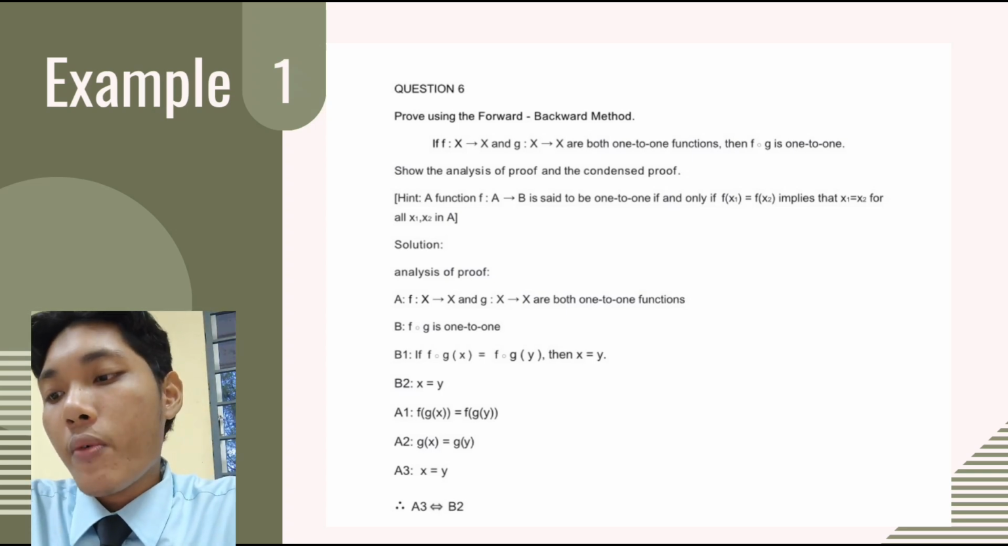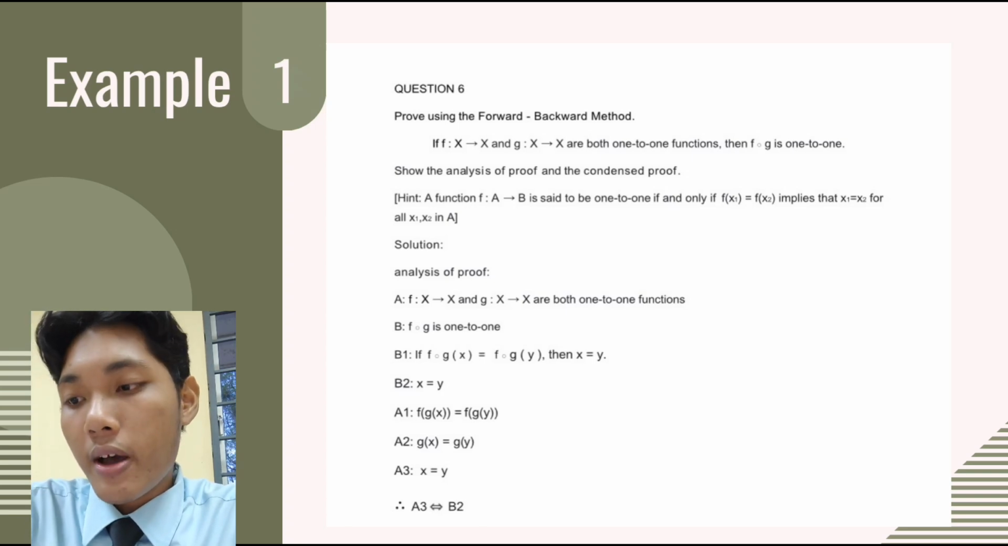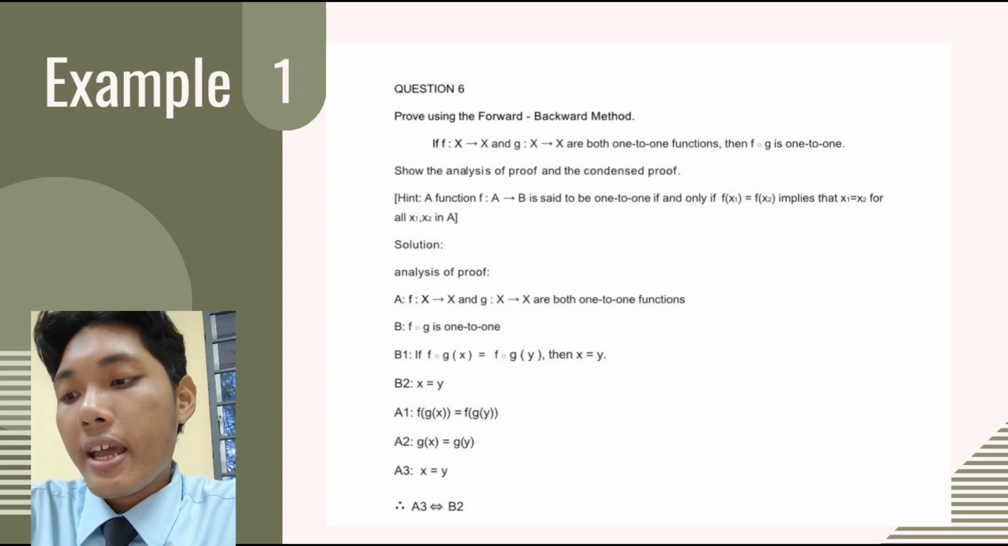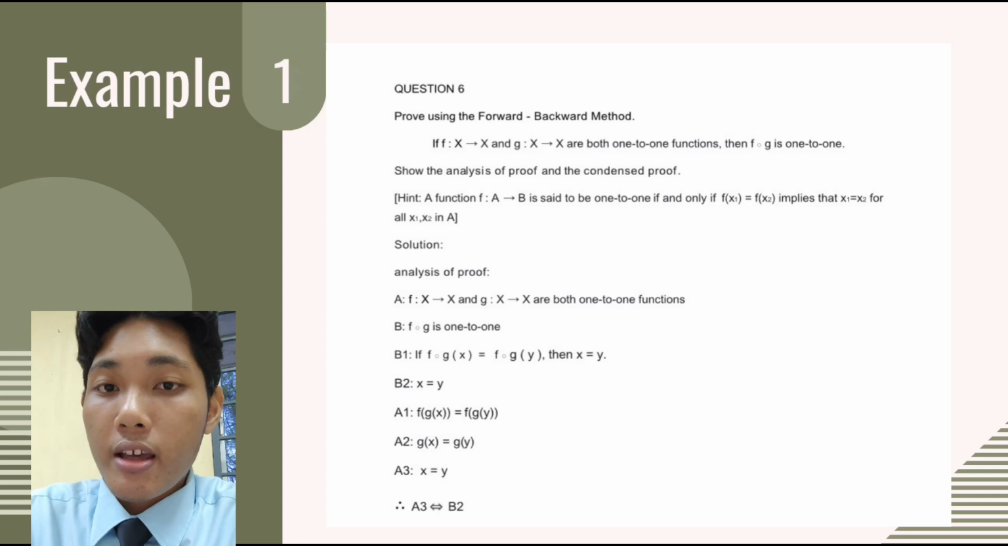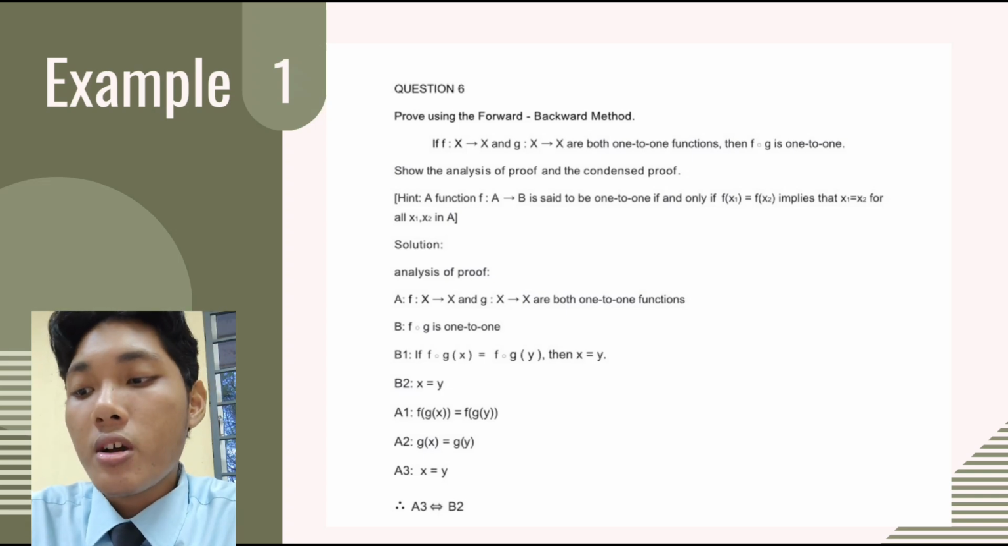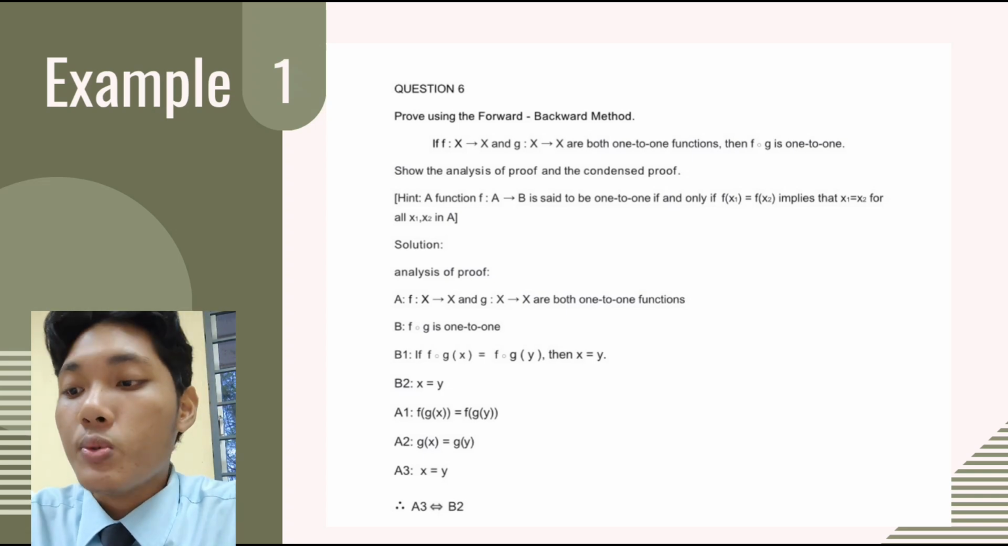And for the next one, A1, we could write fg(x) = fg(y), and then in A2 we're going to simplify it into g(x) = g(y), and then we could also assume in A3 that x = y. So as you can see, we already obtained the same conclusion that was obtained in B2.